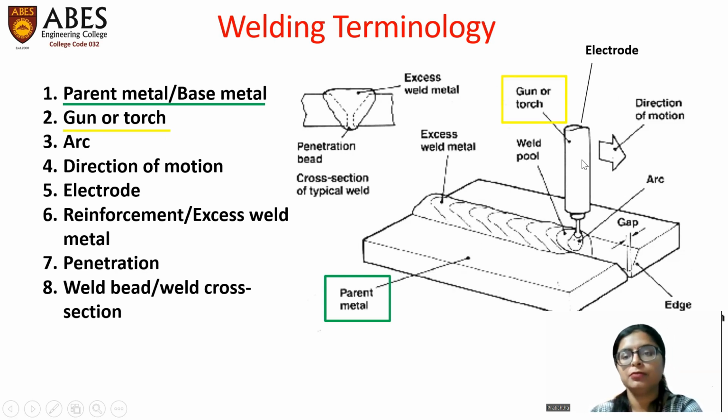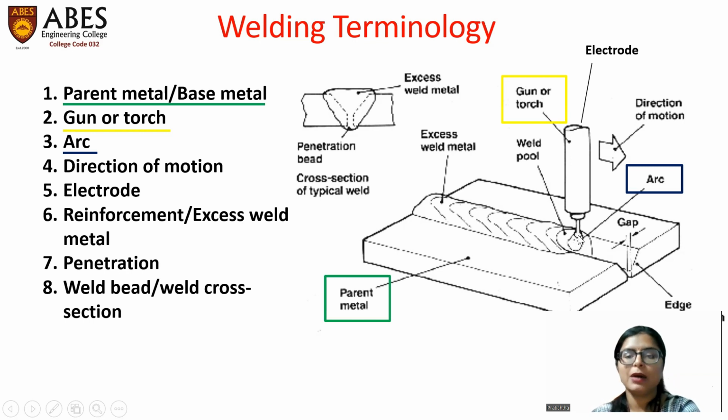Gun or torch is used to produce the arc with the help of electrode. This is electrode. So the one end of the gun or torch is connected with the power cable, and the other end of the gun or torch is connected with the electrode. Next is arc. Arc is this bright column. This bright column is called as arc.